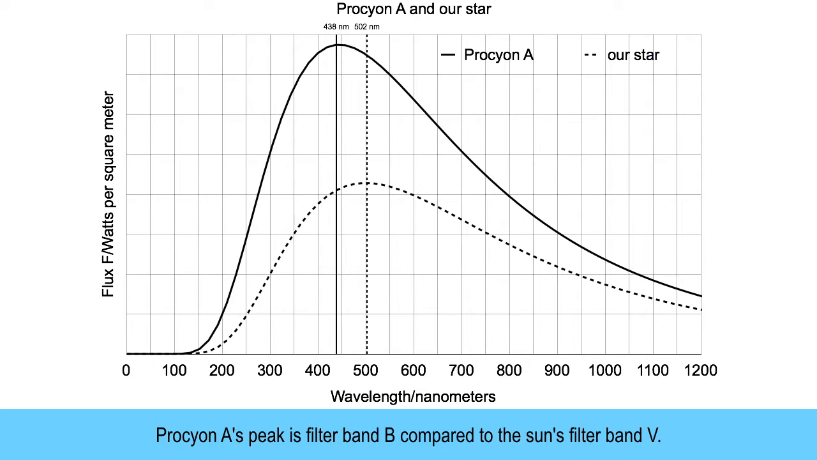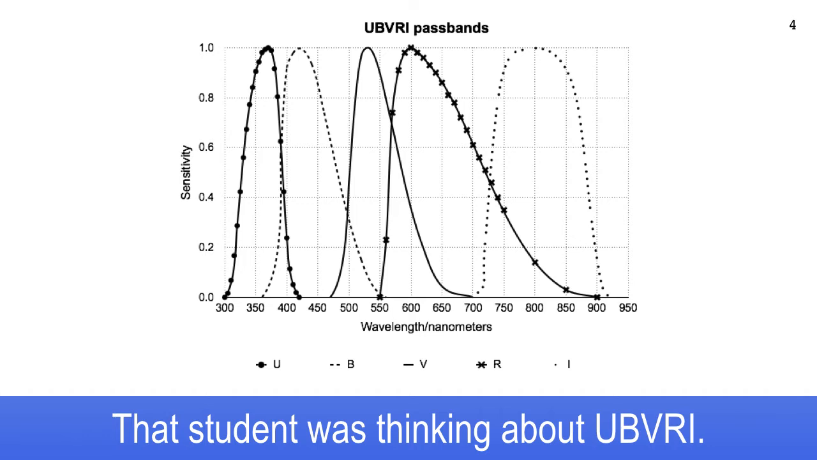Procyon A's peak is filter band B compared to Sun's filter band V. And this student got a 4. I considered that to be a good result because that student wasn't really looking at this. You know what else they were thinking about? They were thinking about UBVRI. And that, my wonderful students, I love, love, love.